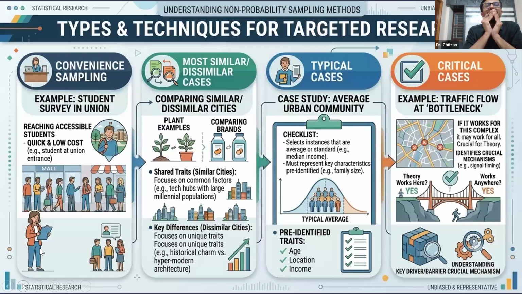So non-probability sampling is something where you are basing everything on convenience, right? This idea of bias in social science, that you have some leaning towards something or someone, is a very tricky question. But for the sake of this topic, I am presenting this: everything in non-probability sampling is connected to a certain form of bias. There is something called convenience sampling. Here they have shown an example: reaching accessible students, quick and low cost.